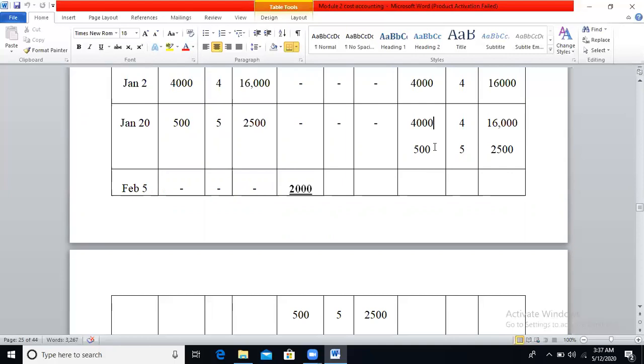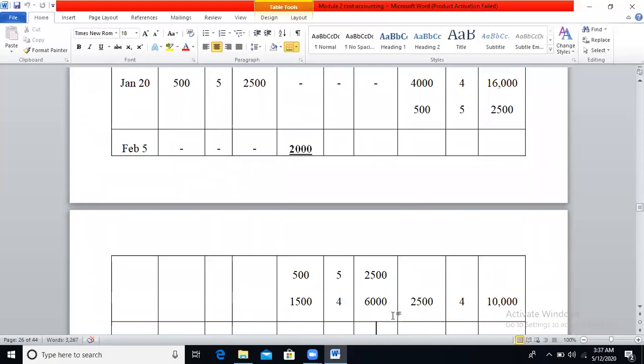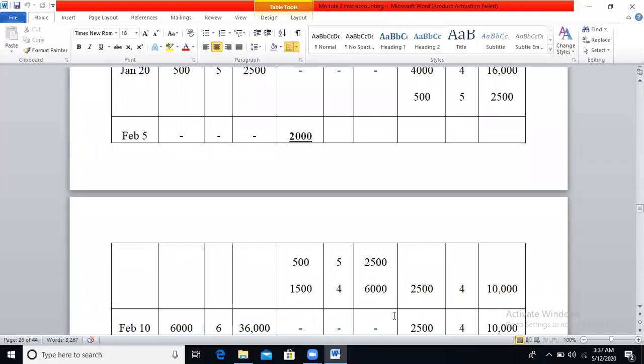Now, here the latest purchase units are 500 units. So you will issue this first. Out of 2,000, first you will issue the latest purchase of 500 units. What's the price of 500 units? 5 rupees. So 500 into 5, 2,500. So out of 2,000, you will issue 500 units. Still, I want 1,500 units to be issued.